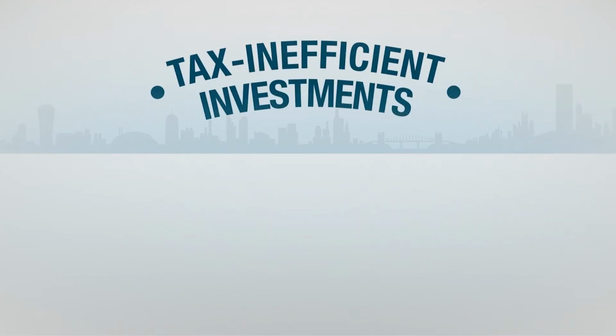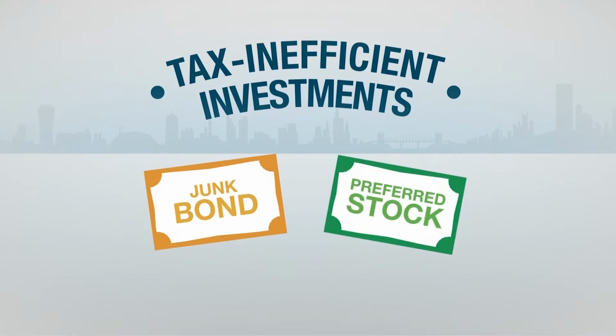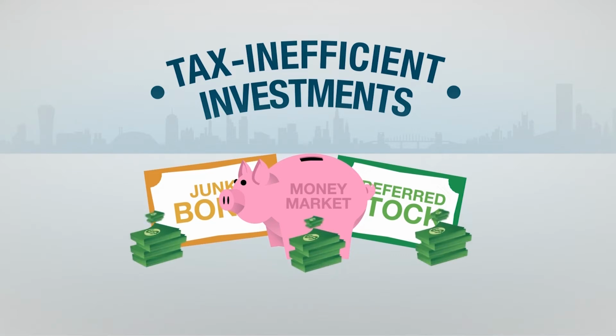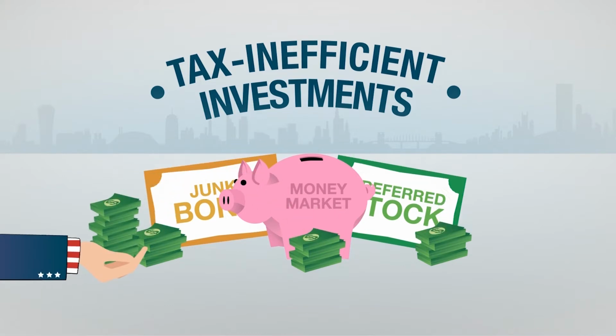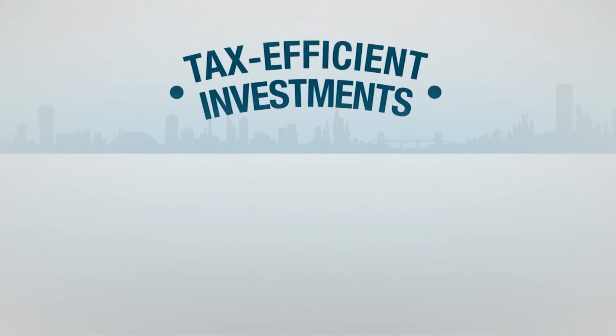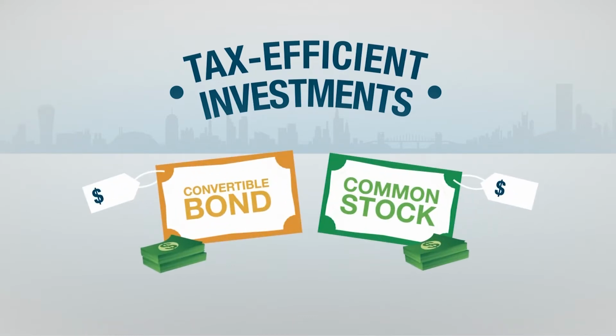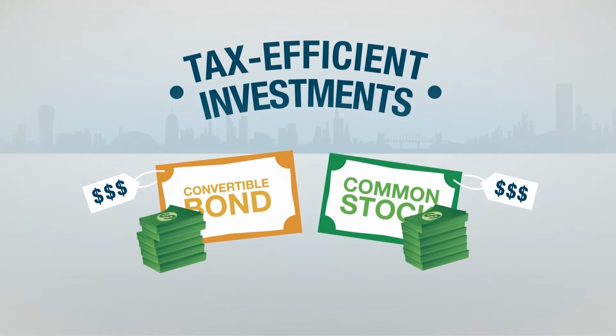Examples of tax inefficient investments include junk bonds, preferred stocks, and other interest-bearing investments such as money market accounts. These investments are considered tax inefficient because most, if not all, gains are typically received as ordinary income. Because the gains are treated like ordinary income, they can be taxed at higher rates than long-term capital gains. Conversely, examples of tax-efficient investments include convertible bonds and common stocks. Gains from tax-efficient investments tend to come more from price appreciation and less from income. Because gains from tax-efficient investments can be long-term capital gains, they're possibly subject to lower tax rates.